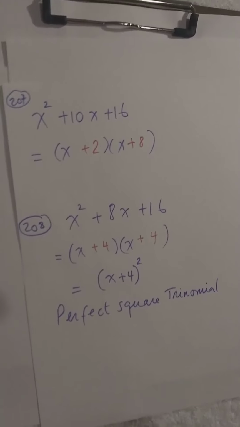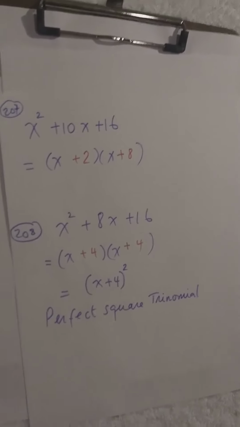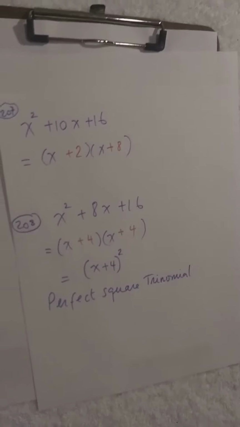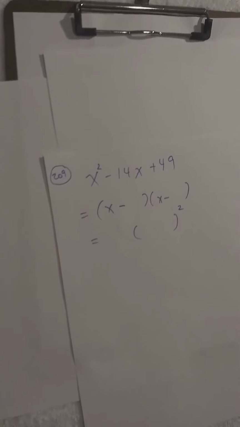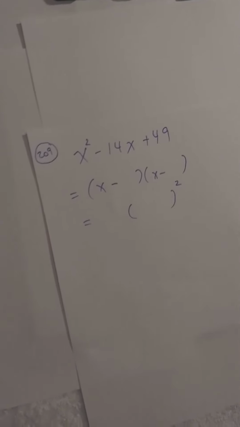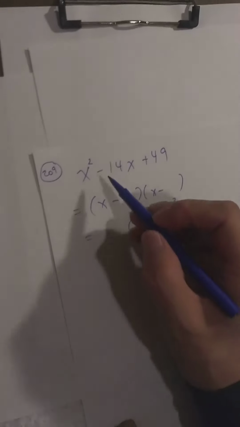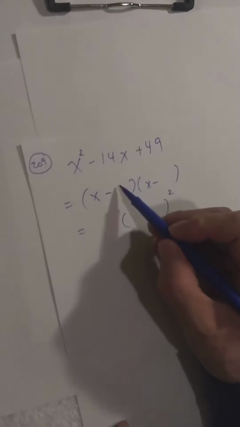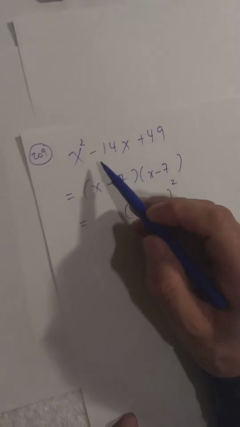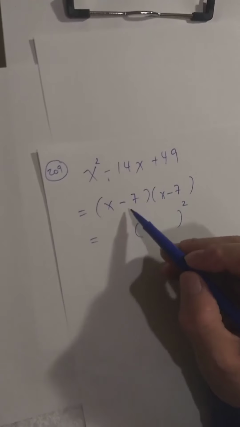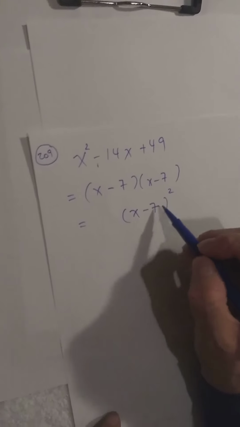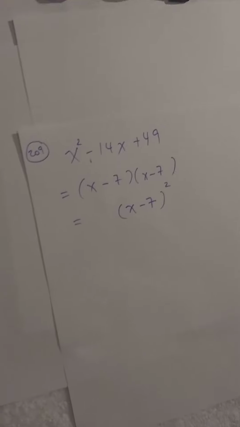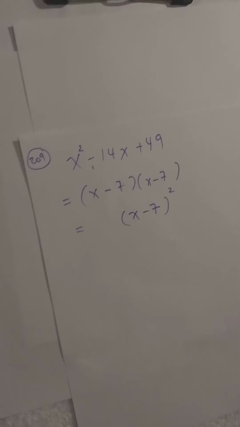A perfect square trinomial is a trinomial of that form, something squared. Here's another one. x squared plus or minus 14x plus 49. It could have been a plus, it would have worked. If it's a minus, it'll be minus 7 times minus 7. If this was a plus, then you would have plus 7 plus 7. But in any case, this is x minus 7 squared. And this is another perfect square trinomial.